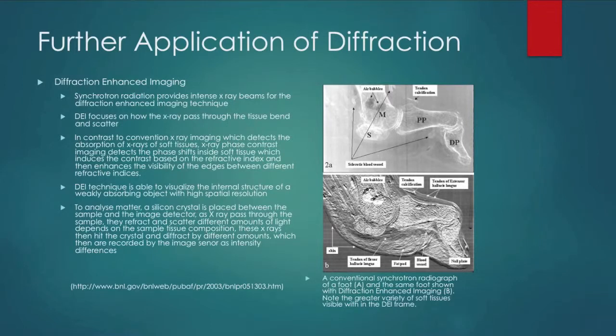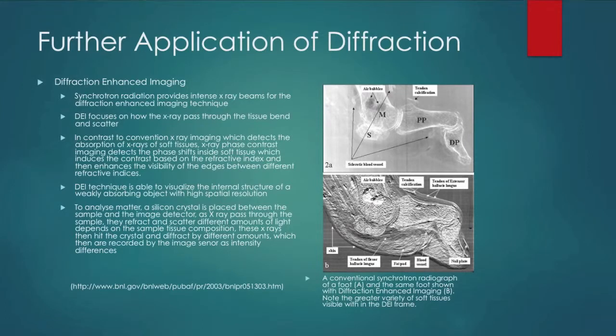Now, in contrast to conventional X-ray imaging, which detects the absorption of X-ray in soft tissues, DEI, or diffraction enhanced imaging, relies on the detection of phase shifts inside the soft tissue. And how does it work?